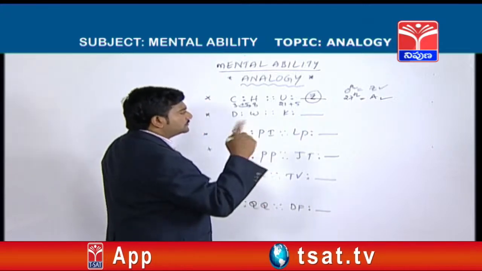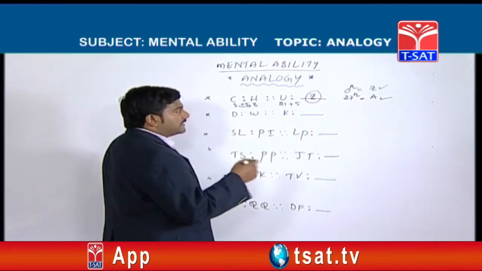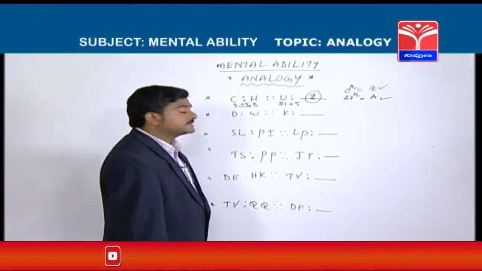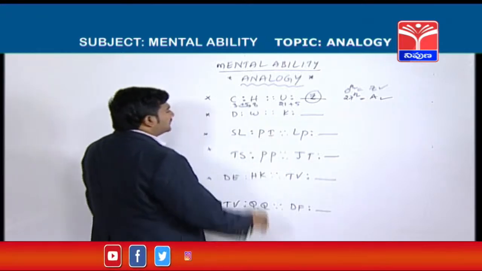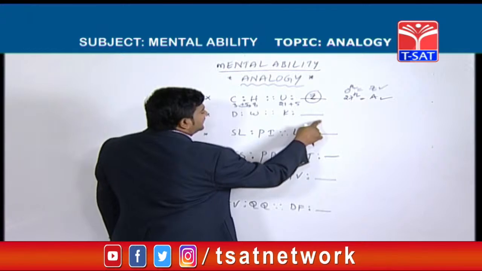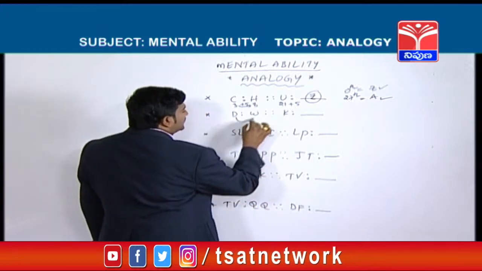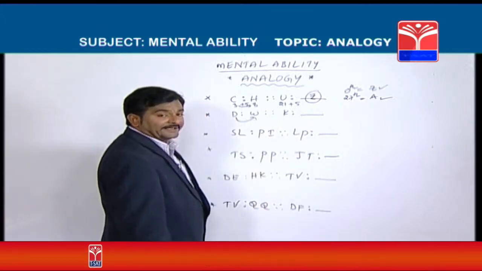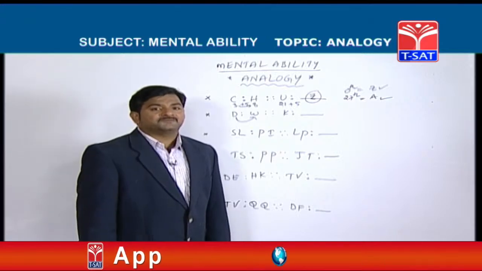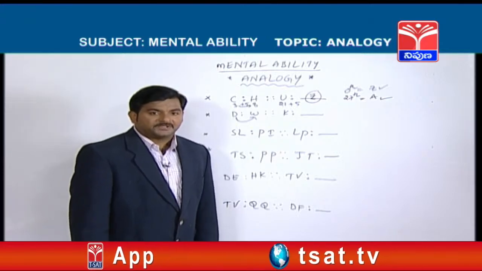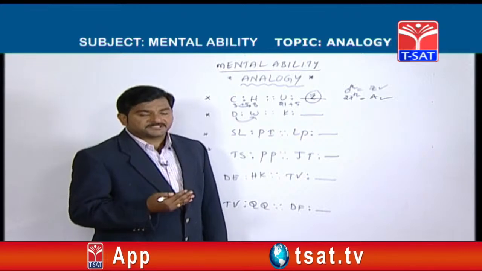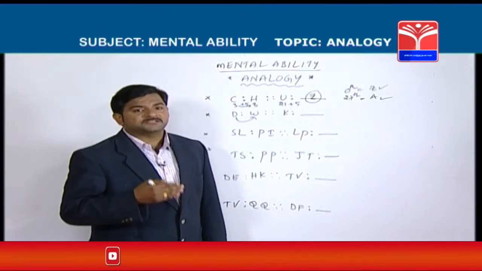Okay, I already told you about that, and you have seen many models in letter series also. Just keep in mind. Now D, W and K is to dash. D, W is expressing the second half of the alphabets in reverse order in letter series part.